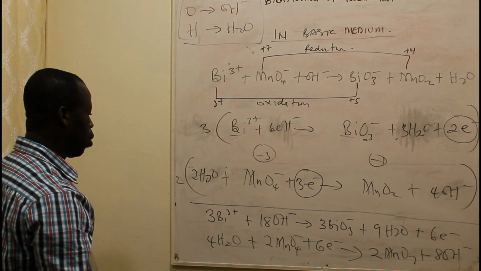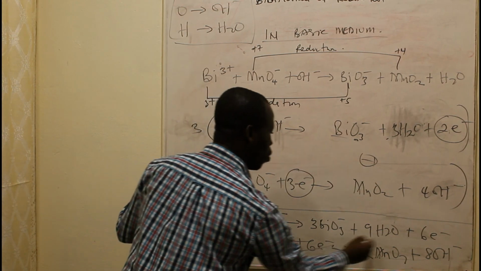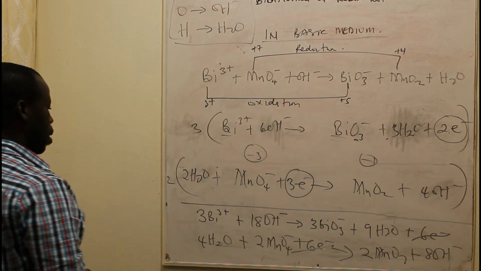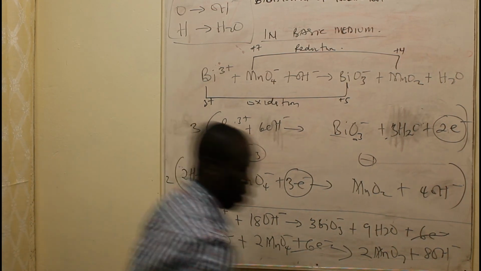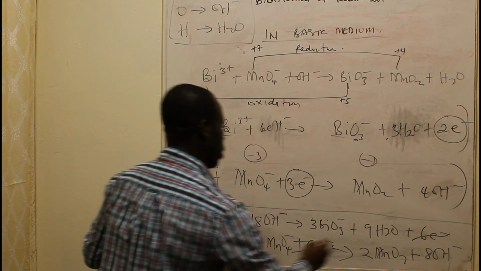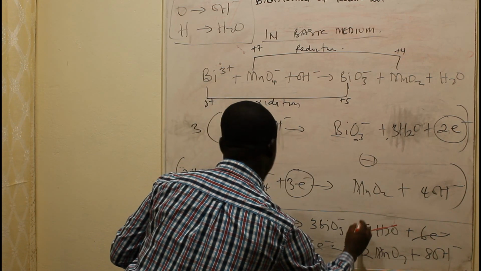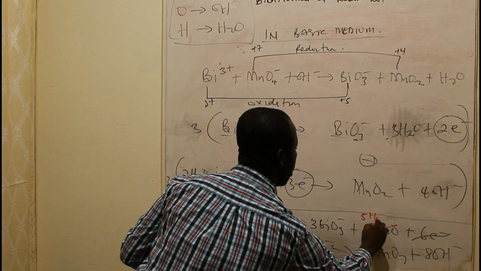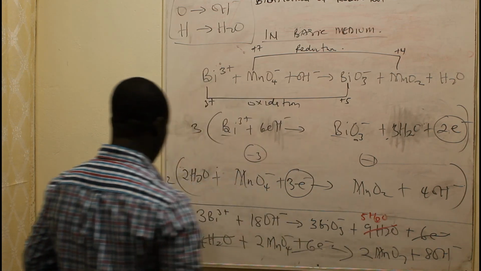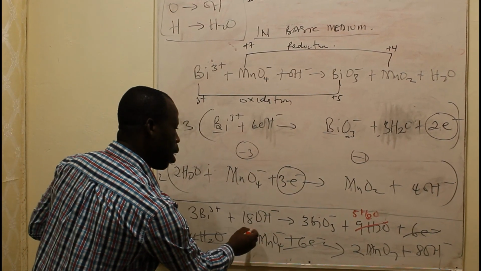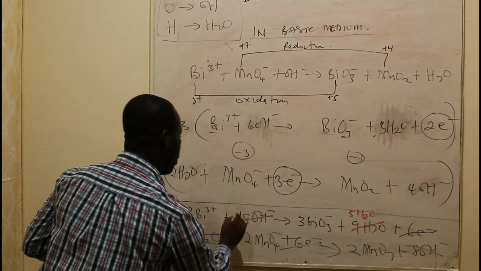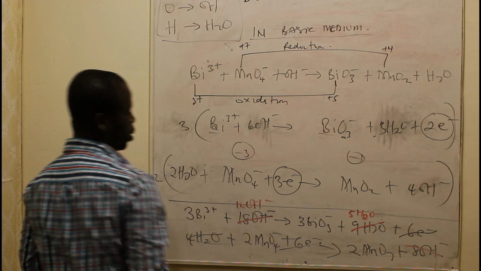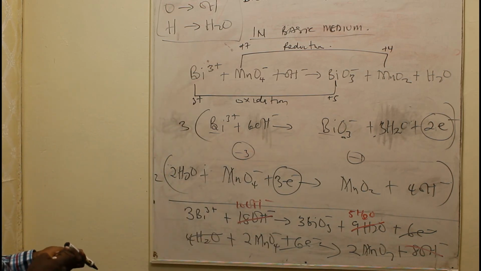So finally, what you have to do is that the electrons will cancel out. And then again, water molecules, there are 4 here. 4 goes off, and this one will remain 5 water molecules. Then the hydroxide ions, this one will be off, making 10 OH minus. Now when you put them together, you form the compound.